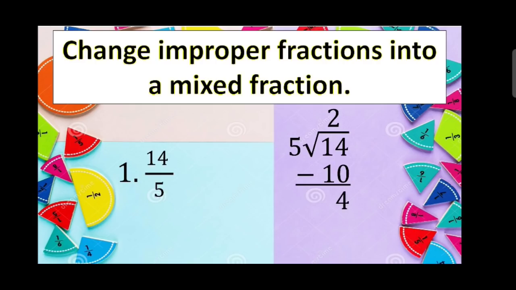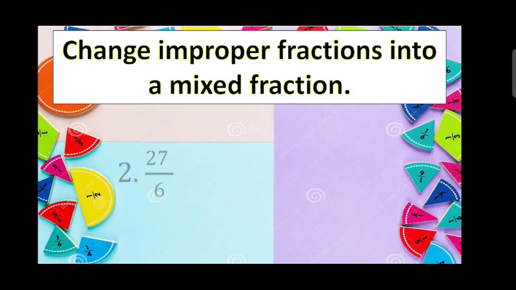So, para makuha natin yung mixed fraction dyan, always remember, ang whole number natin dyan is the quotient. And then, ang numerator natin is the remainder. And then, our denominator is the divisor. So, ang mixed fraction natin ay 2, 4 fifths or 2, 4 over 5. Okay, so always remember, ang whole number natin yung quotient. And then, ang numerator natin, the remainder. And then, ang denominator natin is the divisor.